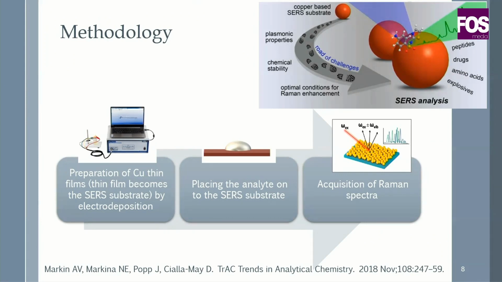Considering all these, here I have used copper-deposited indium tin oxide thin films as the SERS substrate. Now I'll brief the methodology. First, copper thin films were electrochemically deposited on indium tin oxide glass substrates. Then, a 10 microliter drop of BSA standard solution was placed on the copper-coated ITO thin films and Raman spectra were acquired. Finally, the data were analyzed and peaks were identified using existing literature.